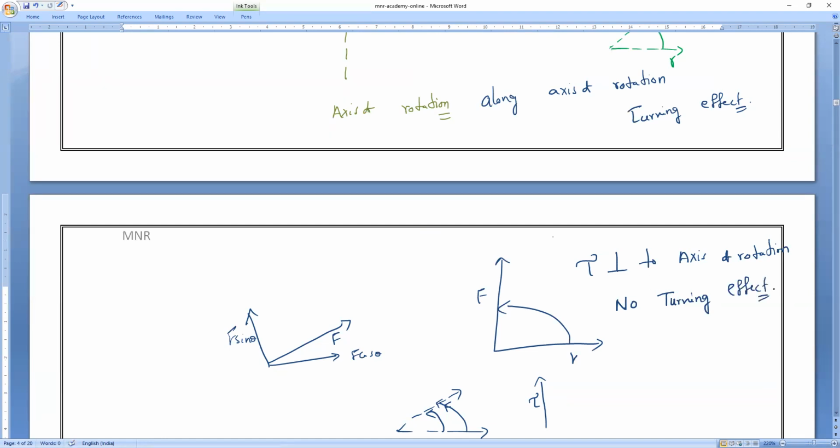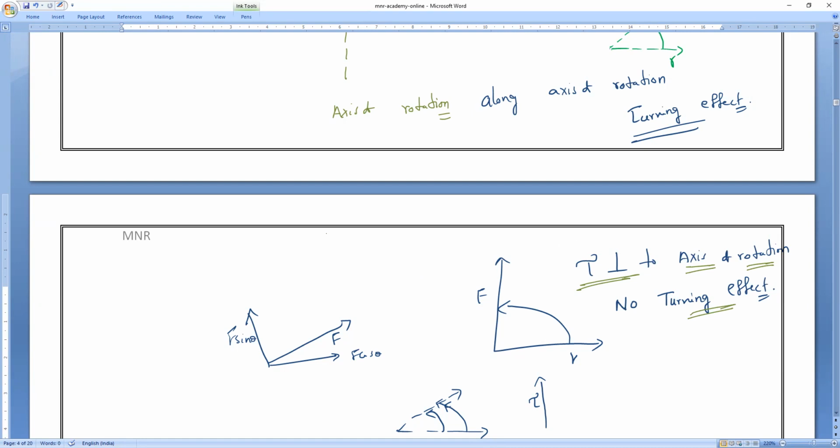Okay. So if you want to see the turning effect of any kind of object, the torque has to be exerted along the axis of rotation. Understanding? That only will produce the turning effect. If the torque is perpendicular to the axis of rotation, no turning effect will be created. So this is what you have to remember, all of you. Clear? That video I have sent you, just watch it after the class.